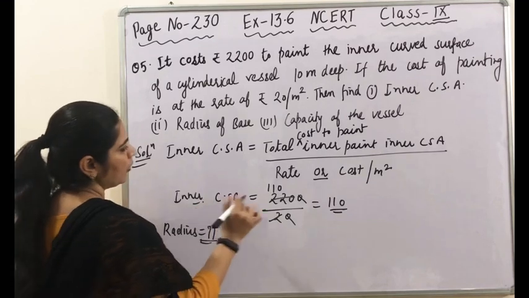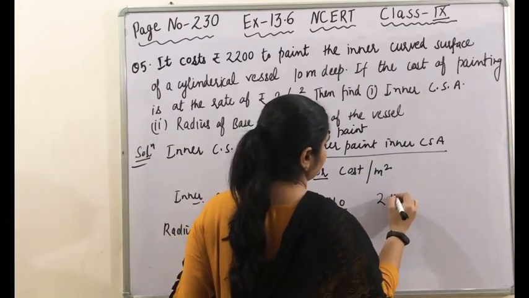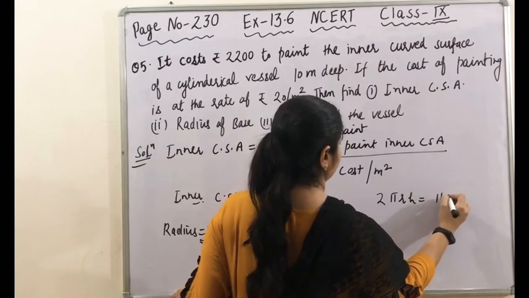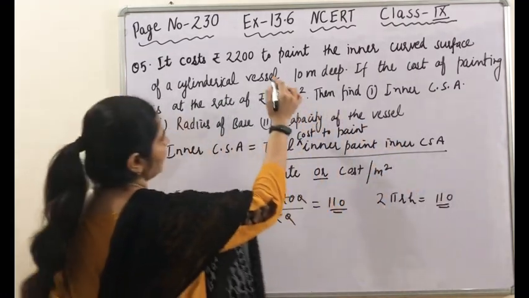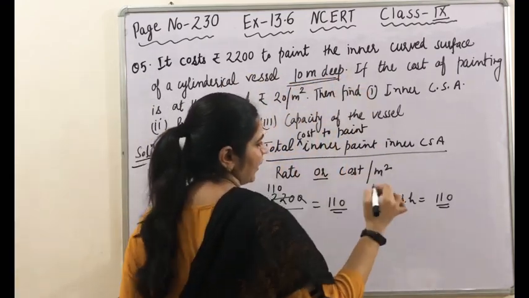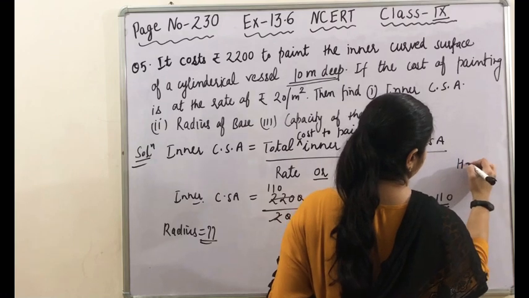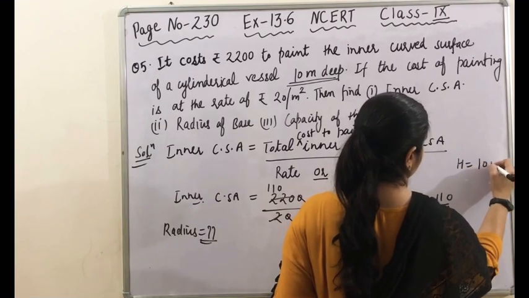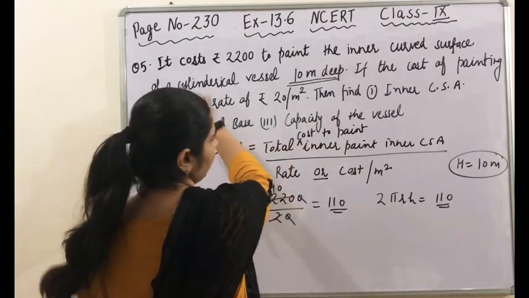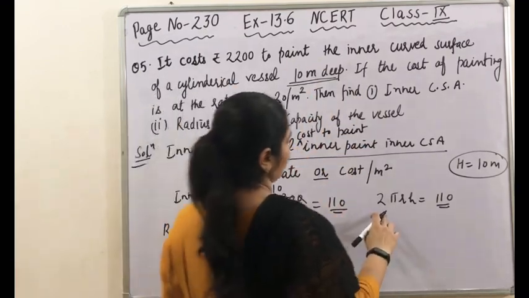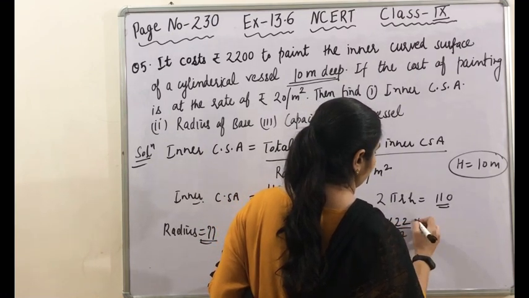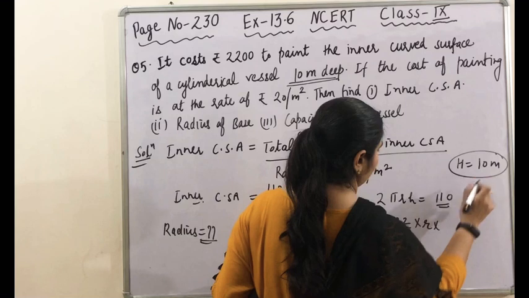Apply the formula of inner curved surface area. 2 pi r h is equal to 110. Here h is given. 10 meter deep means height is given. I am writing here height, which is 10 meter. We'll substitute the value here. Pi is not given. If pi is not given, then we can write pi as 22 by 7. r we have to find out.